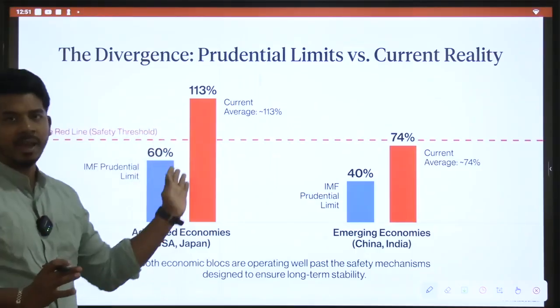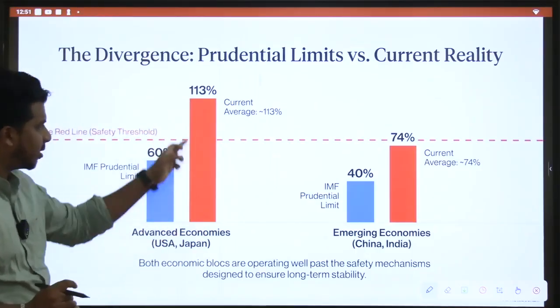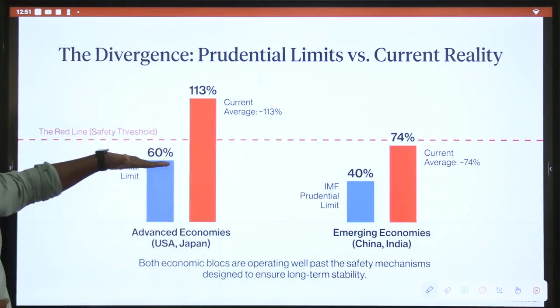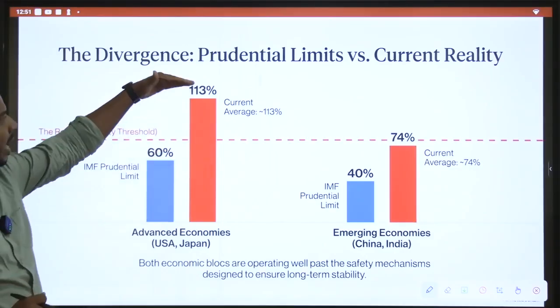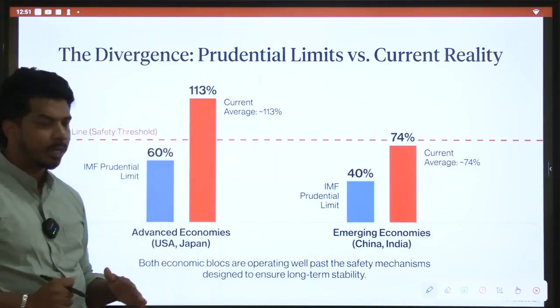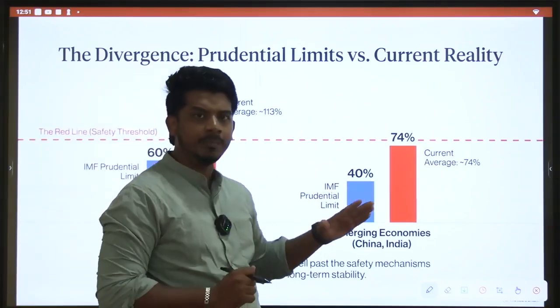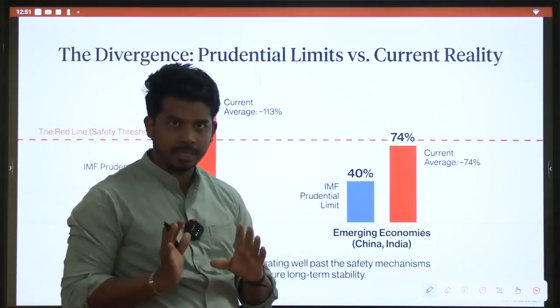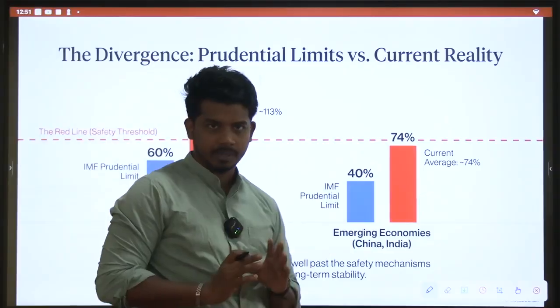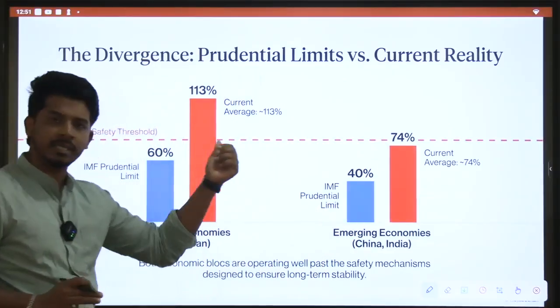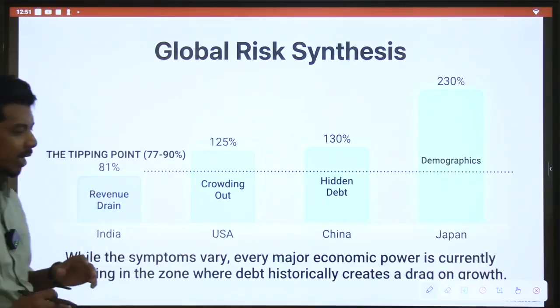This is the average debt level of advanced, developed countries. They are supposed to have 60%, but the average is around 113%. Now what about developing countries like India? They are supposed to have 40%, but the average is 74%. So all the countries have very high debt levels.